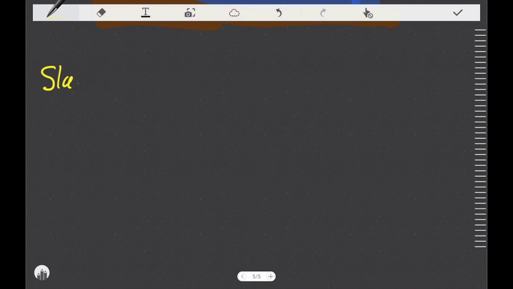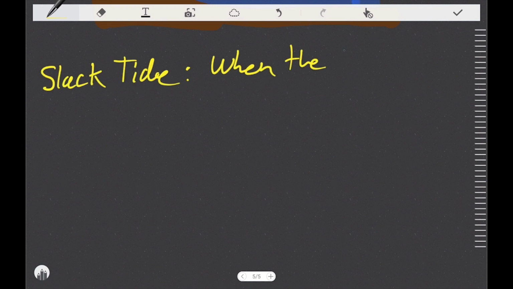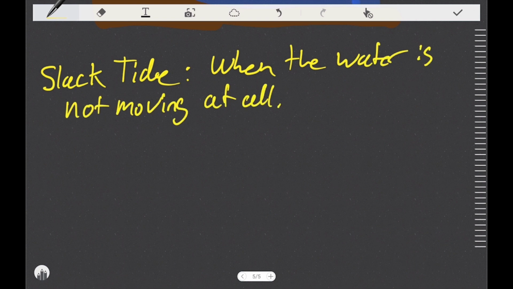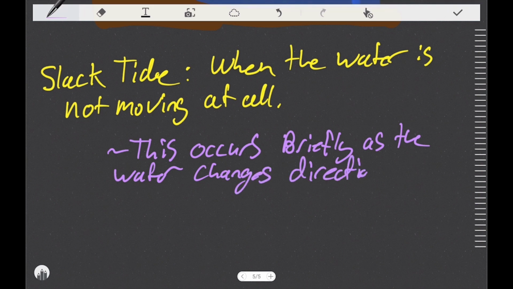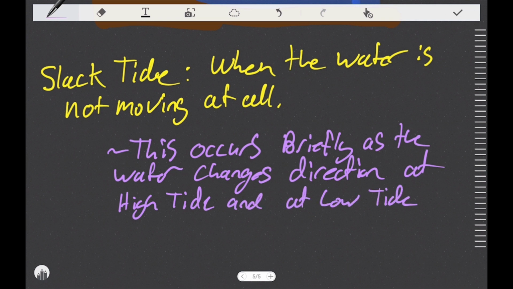The last term that I'd like to define is something called slack tide, and slack tide is when the water is not moving at all. So this is going to occur briefly as the water changes direction at the high and low ends of the cycle. So that means it's going to happen at high tide and at low tide. And if you remember that high tide happens twice a day and low tide happens twice a day, that means that slack tide is going to happen 4 times per day.